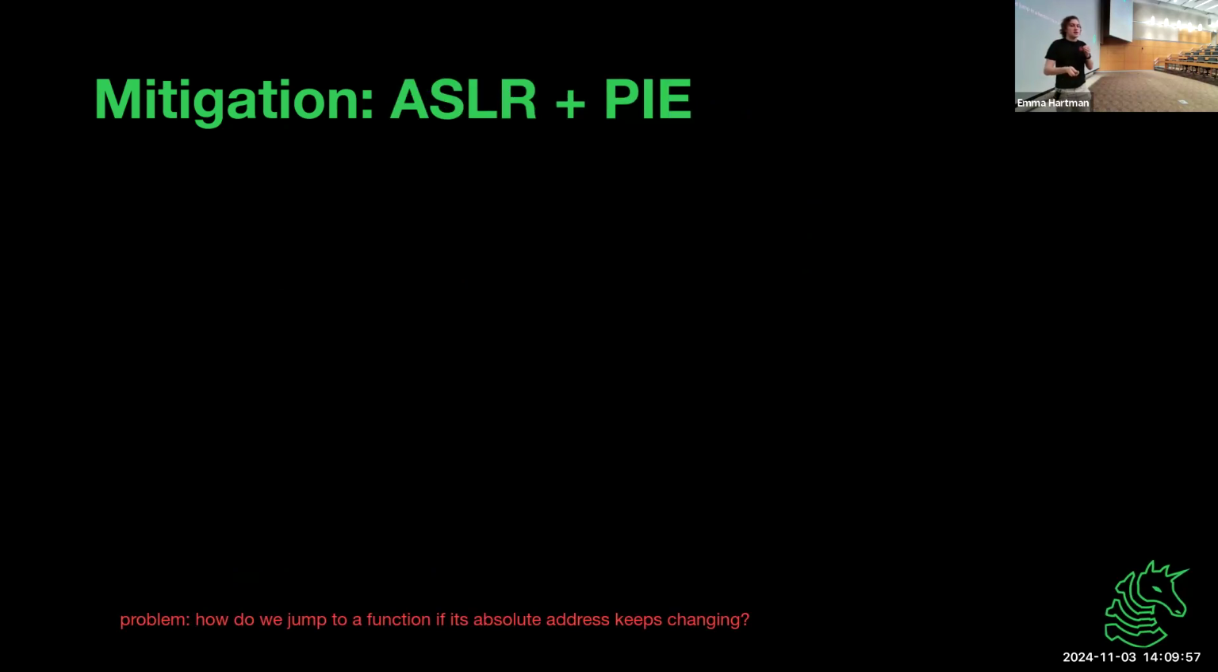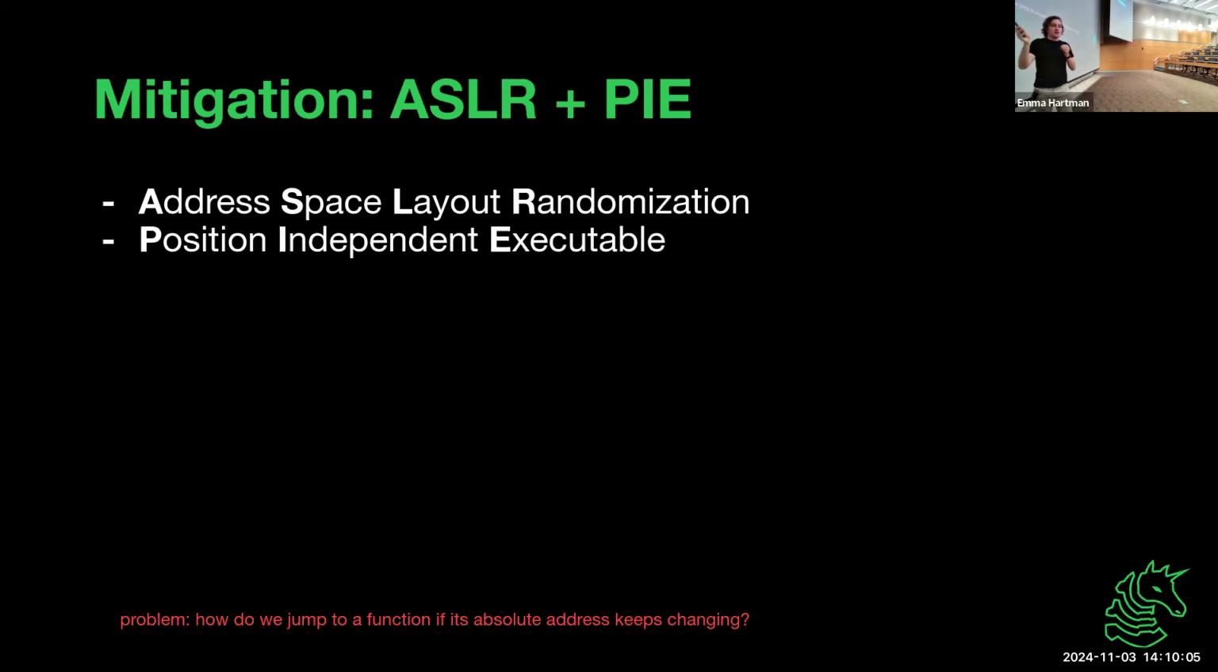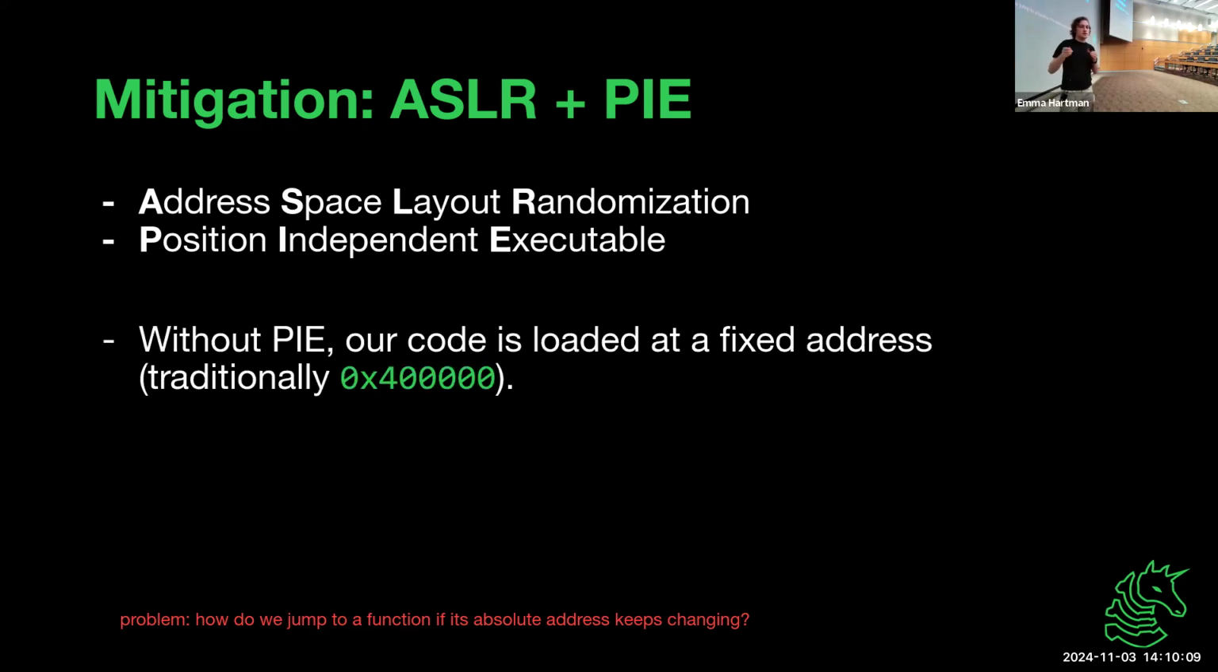Another mitigation, not that one, is called address space layout randomization. The way that we can use this is position independent executable code. The way that code is normally loaded into memory is that it's loaded into a fixed address without PIE.